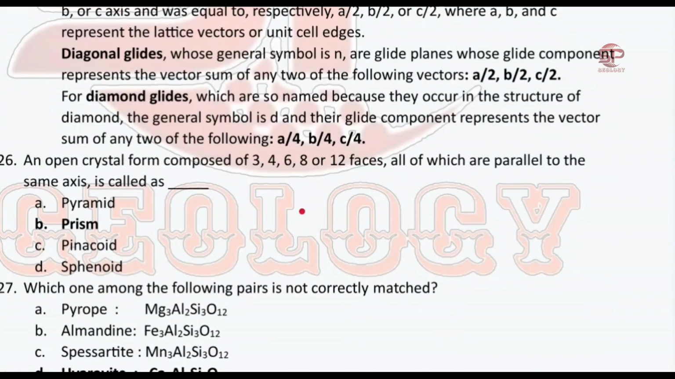Then, an open form of crystal composed of 3, 4, 6, 8 and 12 faces, all of which are parallel to the same axis. This is a very easy question; everyone knows it is a prism. In a prism, all the faces must be parallel to an axis.